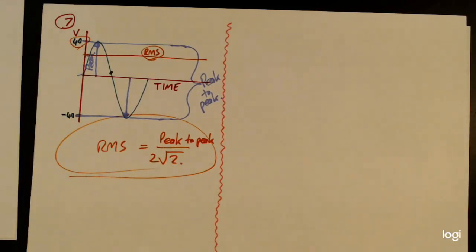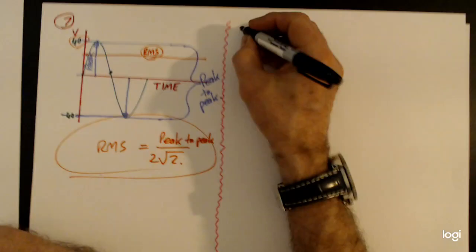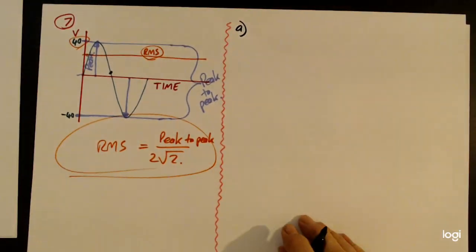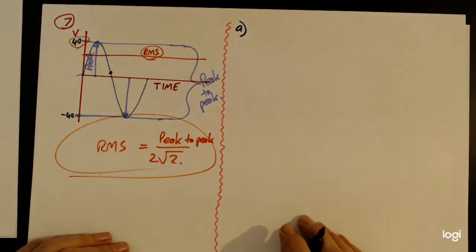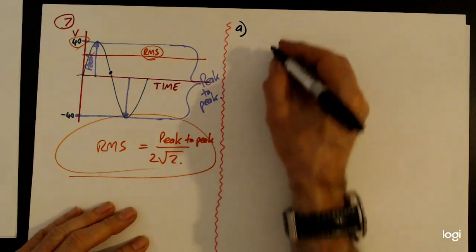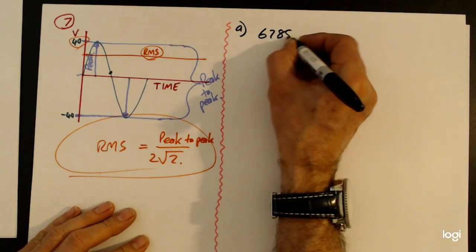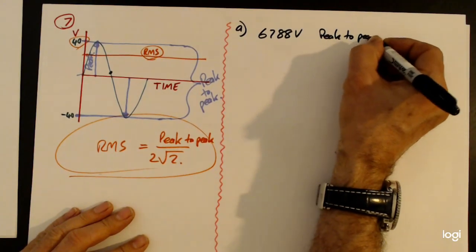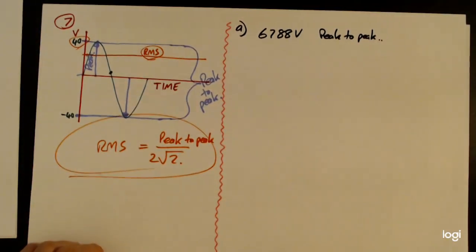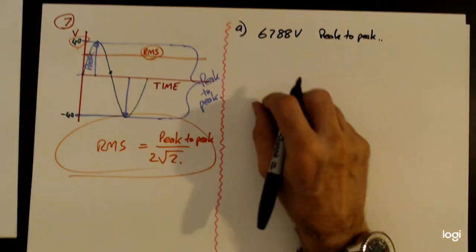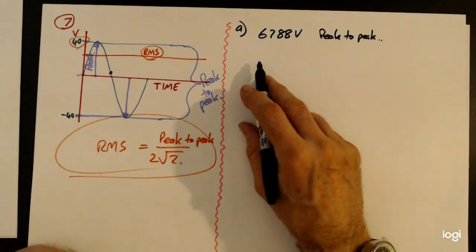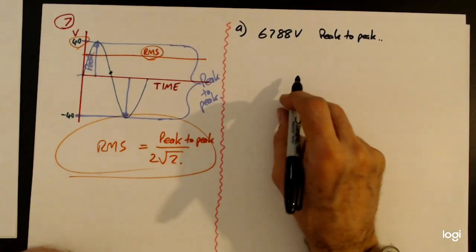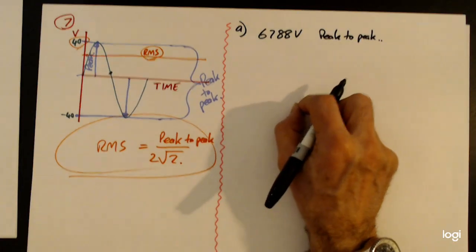All right, so let's get back to this question here, because there is yet another trick in this one. All right, let's do this. 7A. Peak-to-peak AC voltage of 6788 volts peak to peak. Show that the RMS current, not voltage, they're not talking about voltage in the question, show that the RMS current produced by the generator is 1200 amps.